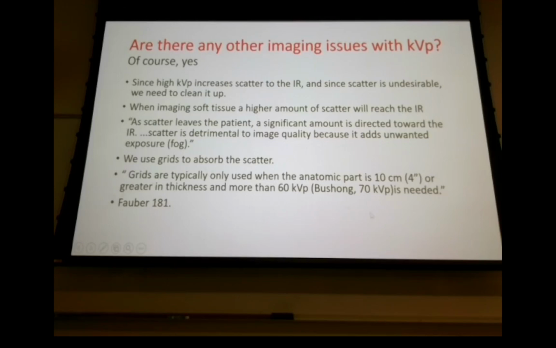So grids typically, our rules for grid use are going to be 10 centimeters. The Fauber book calls for 60 kVp. I think industry standard is 70 kVp. So if you're using 70 kVp or above, you're going to penetrate enough scatter that you need a grid. If you're shooting through 10 centimeters of tissue, your tissue thickness is thick enough, you need a grid.